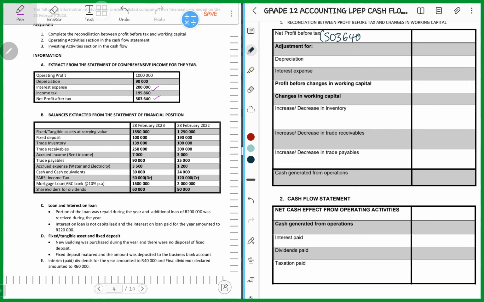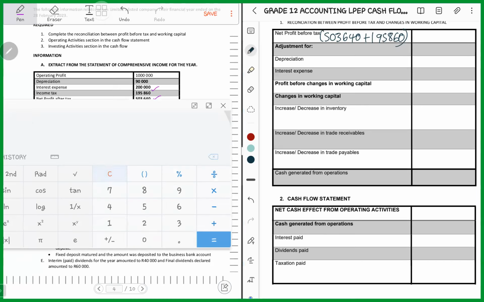So it will be 503,640. Then we're going to add 195,860. So 503,640 plus 195,860 will give us a net profit before tax of 699,500.